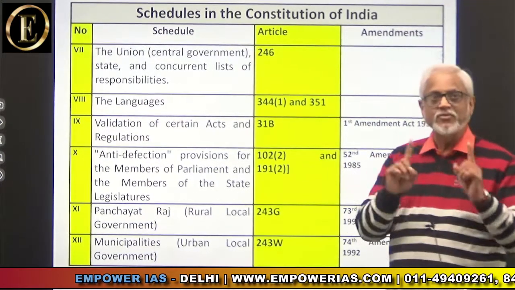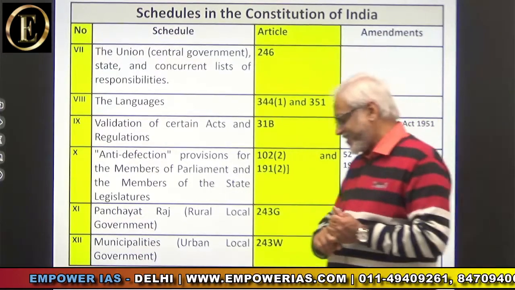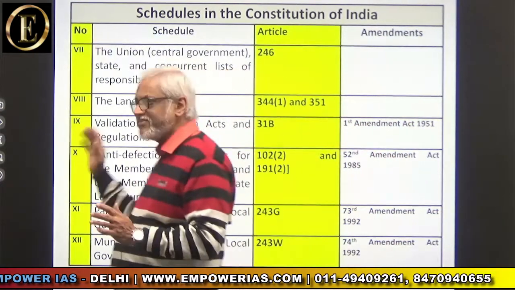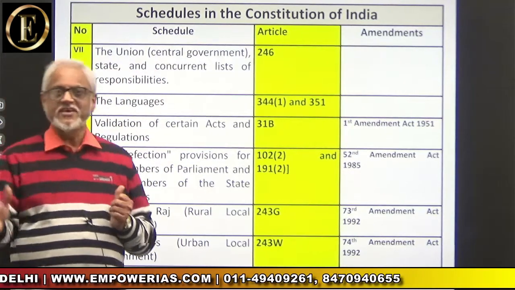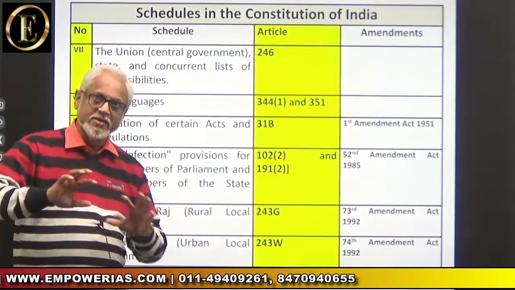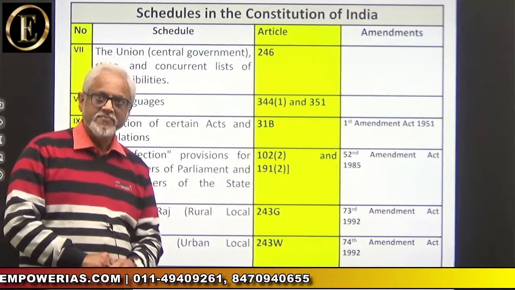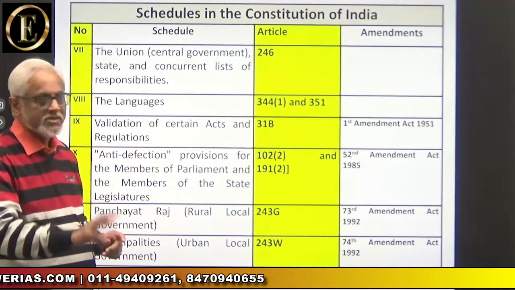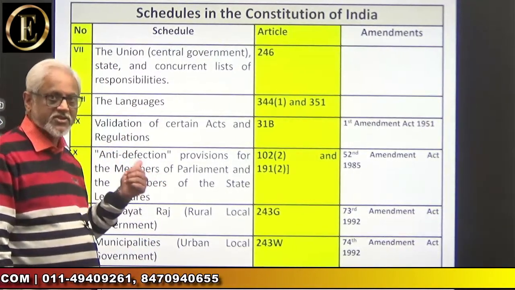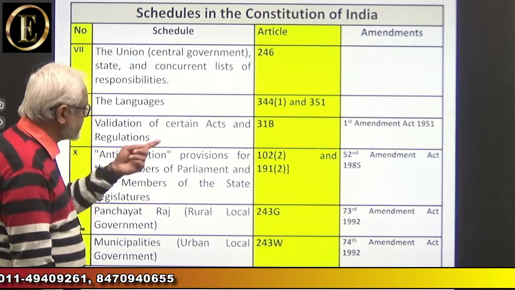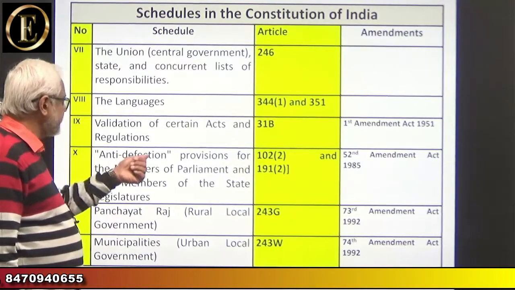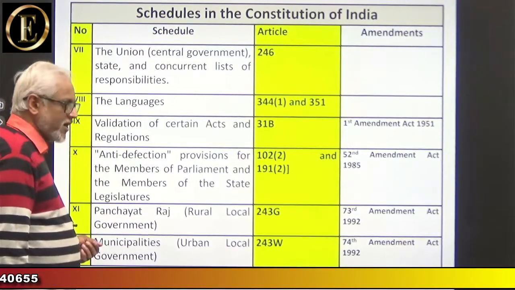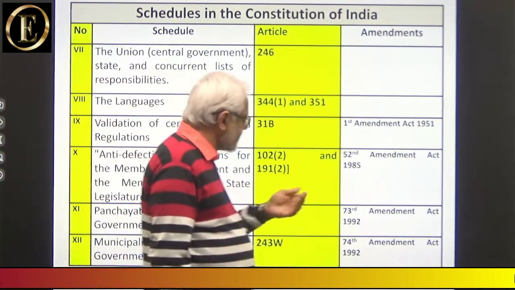But at that time there was no 11th Schedule. There was only the 8th Schedule. That means this number of the schedule was much earlier. Now this has been changed because in between other schedules came, and therefore it has been pushed into the 11th Schedule. Next is the 52nd Amendment Act of 1985, that is the anti-defection provisions for the members of Parliament.